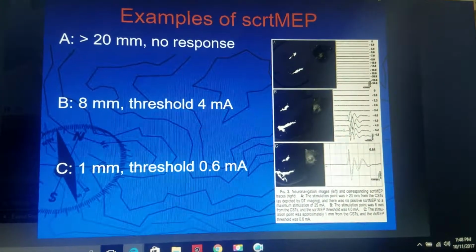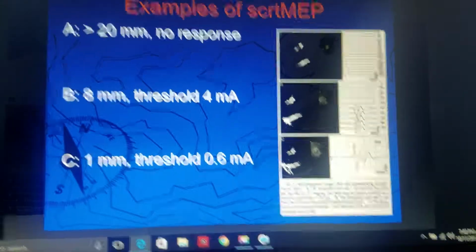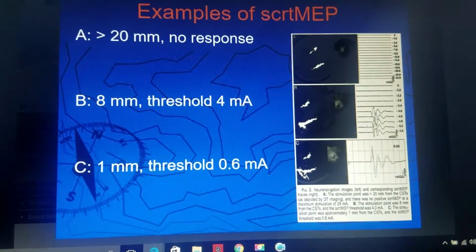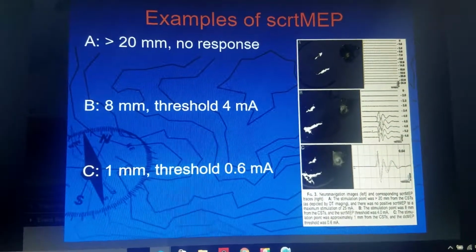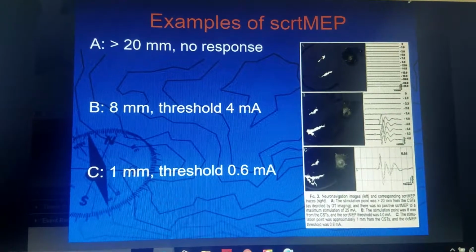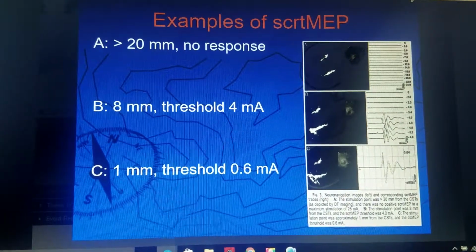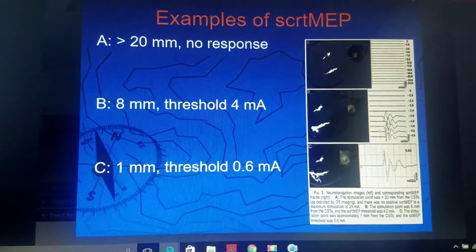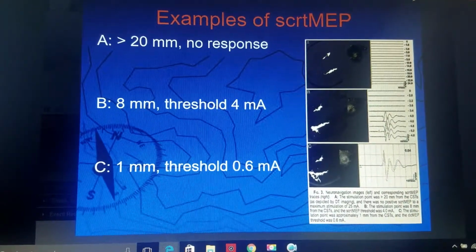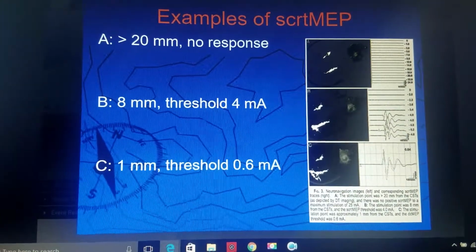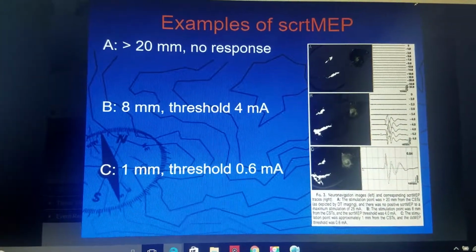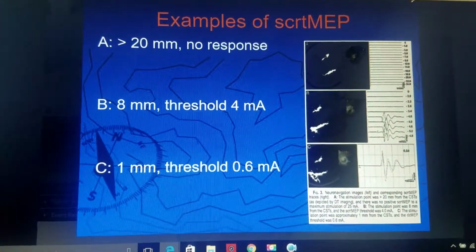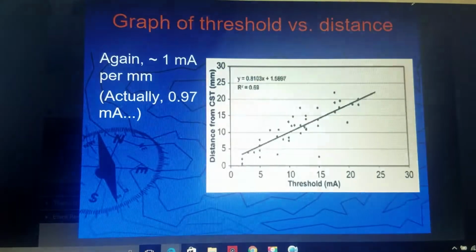Here are some examples of this subcortical rapid train MEPs. At 20 milliamps, A on the right, they see no response. They're 20 millimeters away, and so you see no response up to 24 milliamps. B, they measure it at 8 millimeters, and the threshold is about 4 milliamps. Well, that's not perfect. That's close. Remember, this is only one data point. And C, the lower right, they measured the distance as only 1 millimeter and got a threshold of 0.6 milliamps.